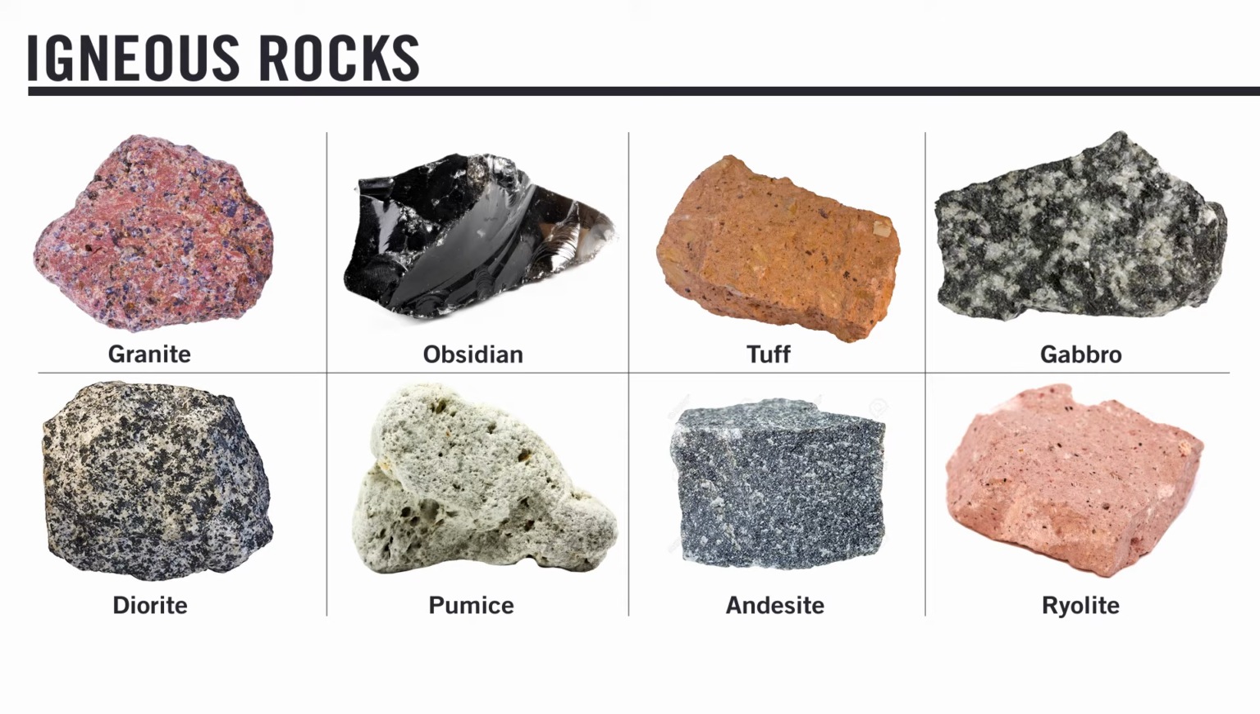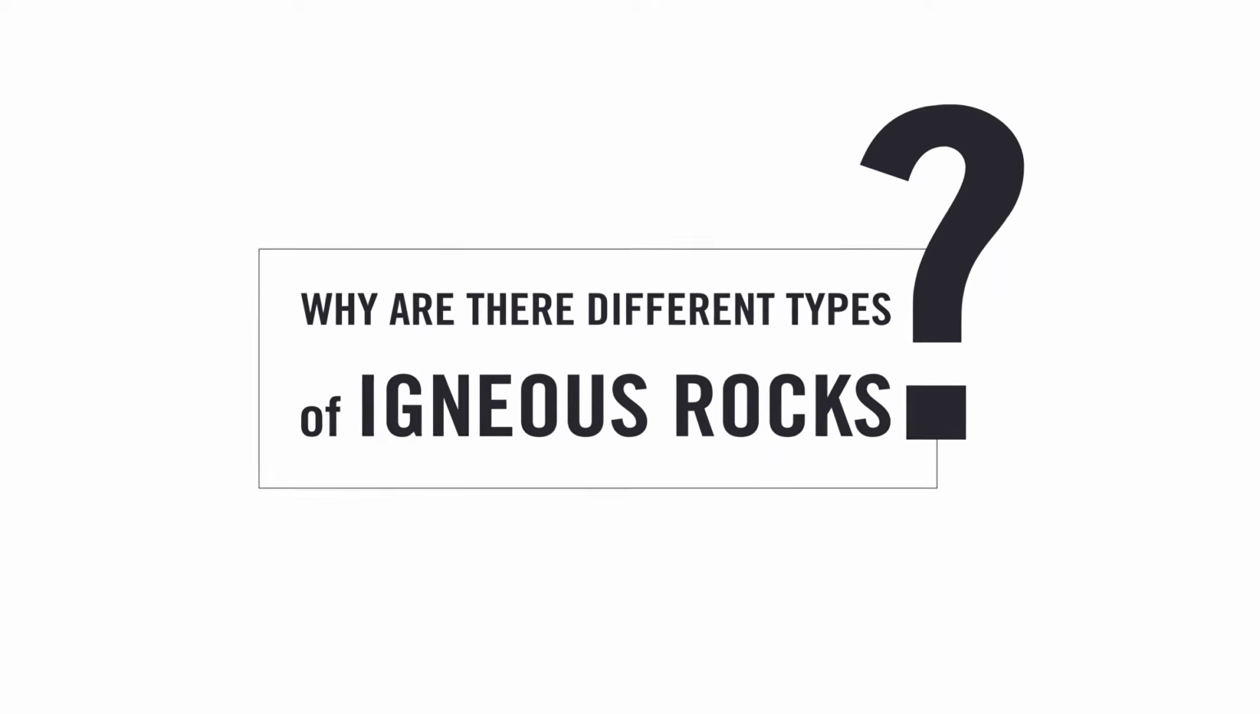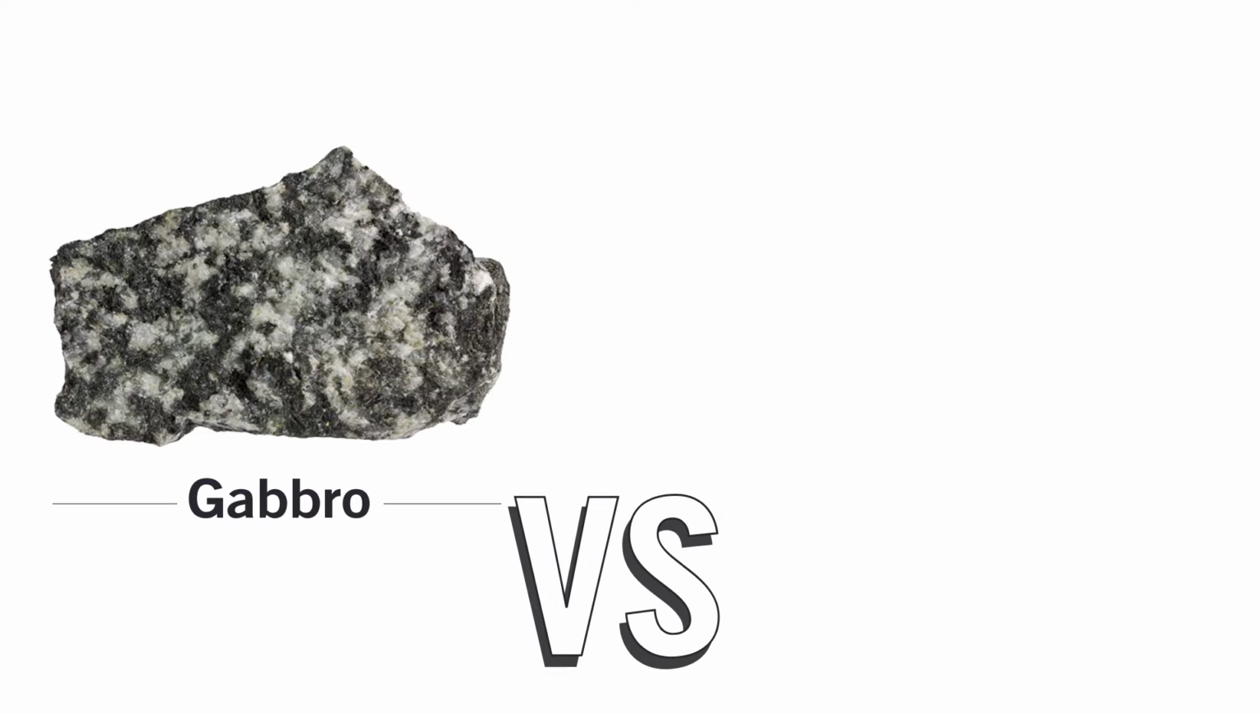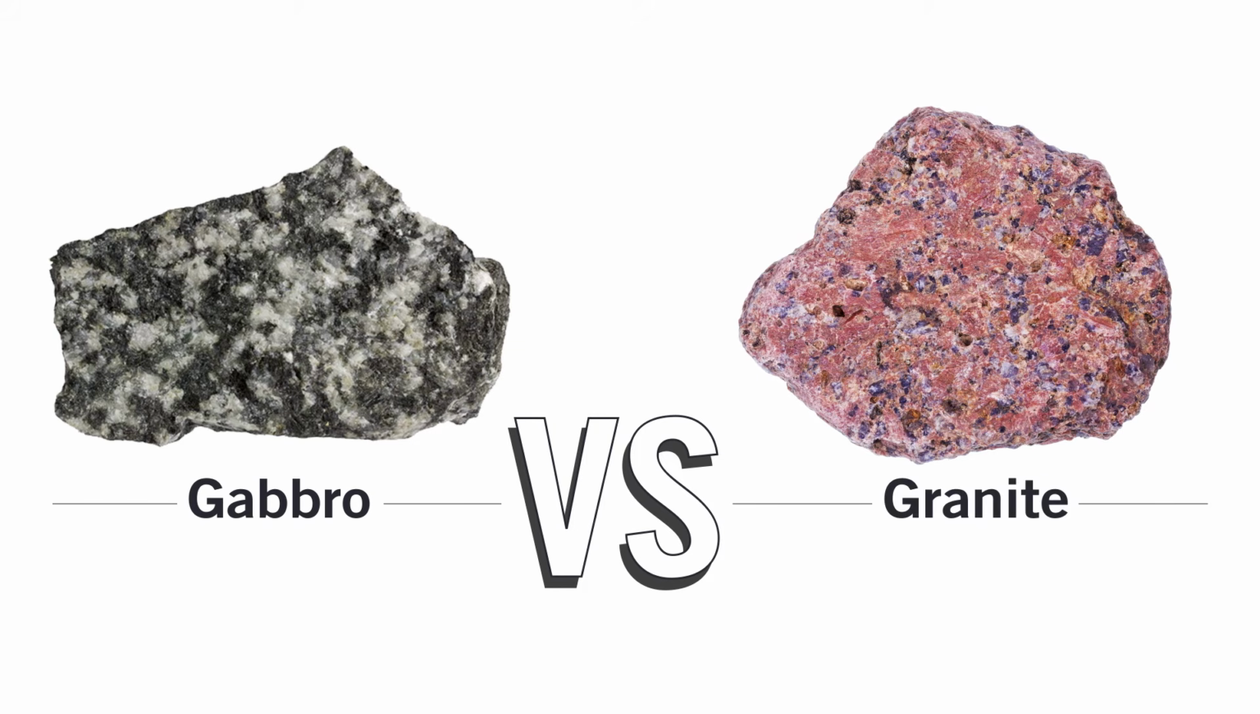Igneous rocks form from cooled magma or lava. You may wonder, why are there different types of igneous rocks? Why are some igneous rocks dark-colored, like gabbro, and others light-colored, like granite?